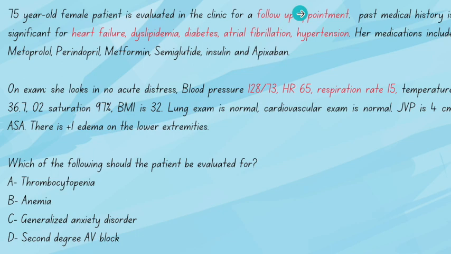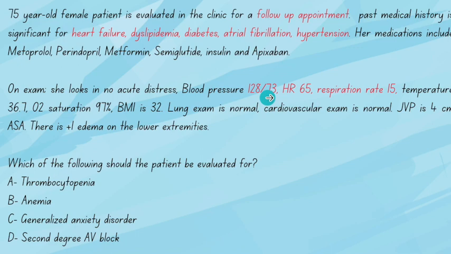Let's look at the question again, in new eyes. This patient is coming for a follow-up appointment. The patient is completely asymptomatic. They have heart failure, dyslipidemia, diabetes, AFib, and hypertension. Her medications include metoprolol, perindopril, metformin. So they have 1, 2, 3 conditions. These conditions are what matters, and their vital signs are normal.